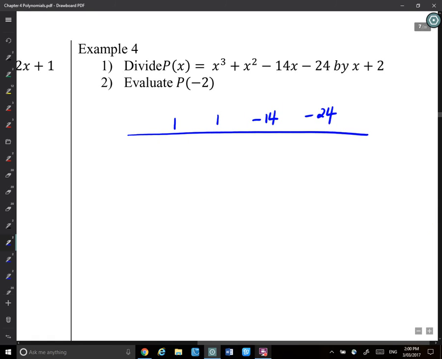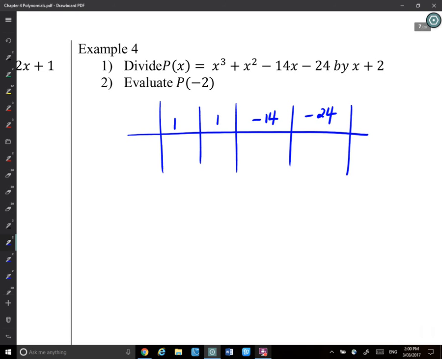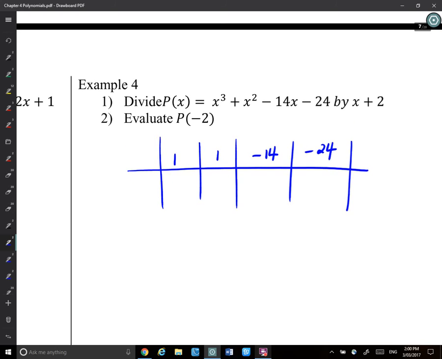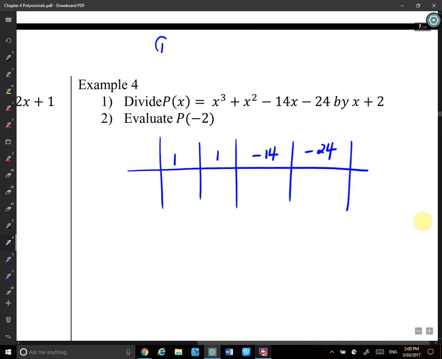Okay, that's all the coefficients we have: 1, 1, negative 14, and 24 for the P(x) polynomial. What I'm trying to divide needs to satisfy two things. First, it has to be linear. If it's a quadratic, it's not going to work. Second, it has to be a monic polynomial.